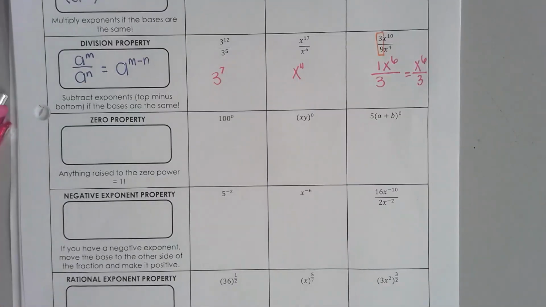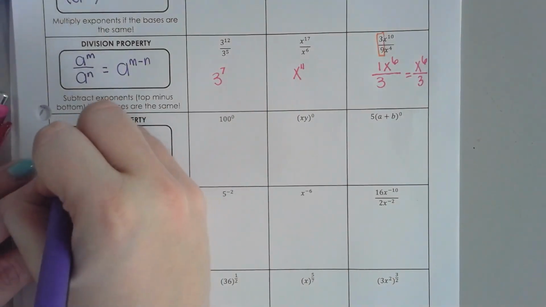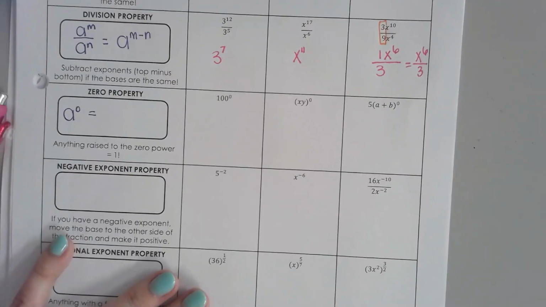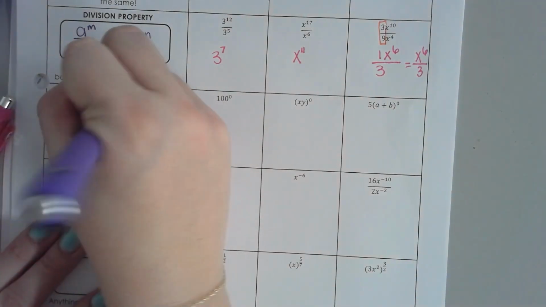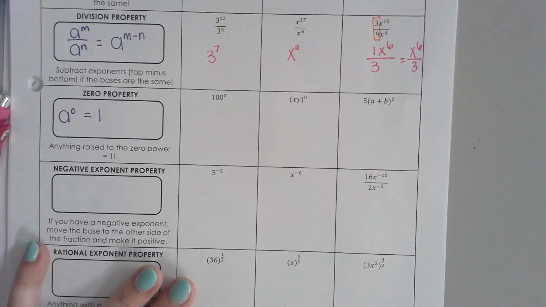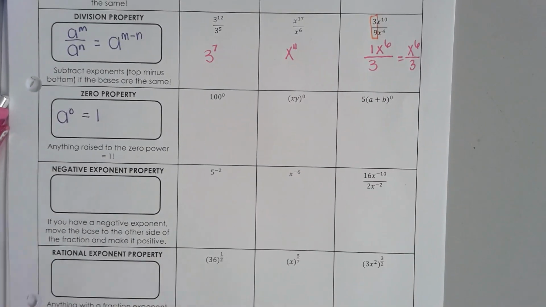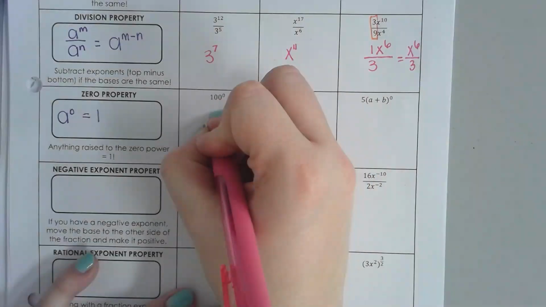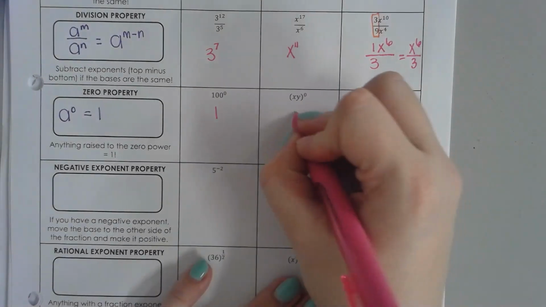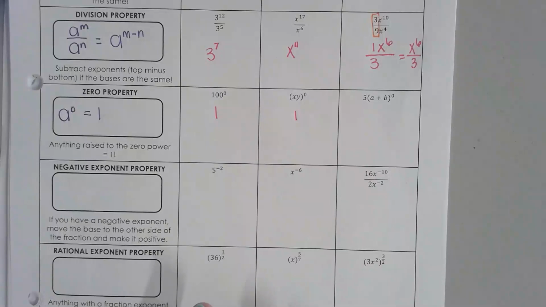Alright, the 0 property. A to the 0 equals 1. Anything to the 0 power is 1. It is not 0. So what is 100 to the 0 power? 1. X times y to the 0 power? 1. What's the answer to the last one?